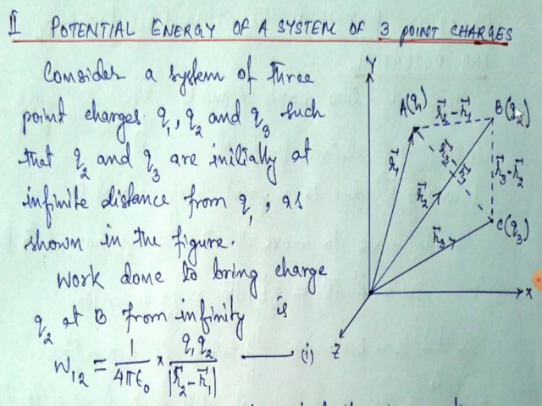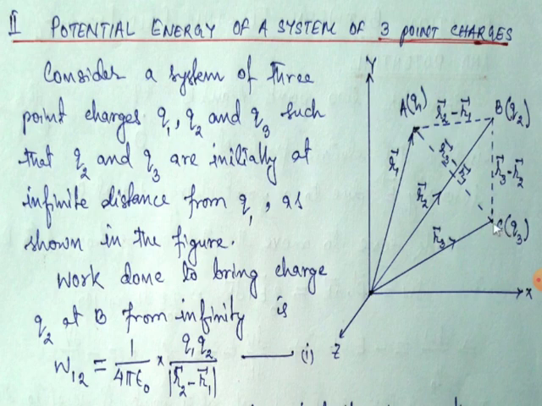But now when you try to bring a third point charge from infinity up to this point, what happens? There will be two different works. Why? Because we have to bring this q3 against two electrostatic forces. One electrostatic force is due to q1, another electrostatic force is due to q2. So you need to do two additional works when you bring this q3.